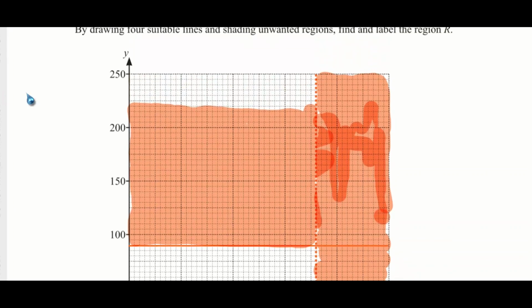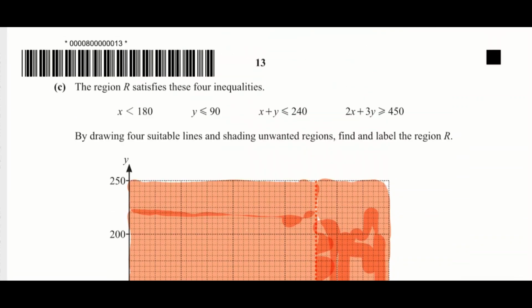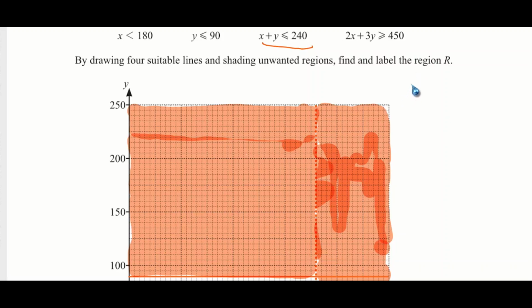Okay, so I can just scroll up. So I need to do this as well. Okay, good. So let's go to the third one. Okay, so we need to write that in the form of y equals mx plus c. So this will be y equals minus x plus 240 if you arrange.